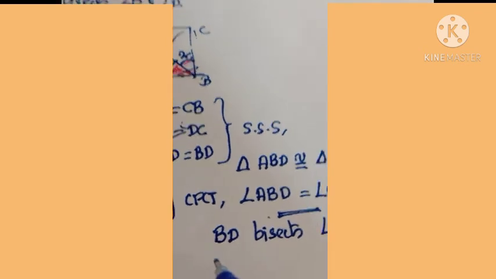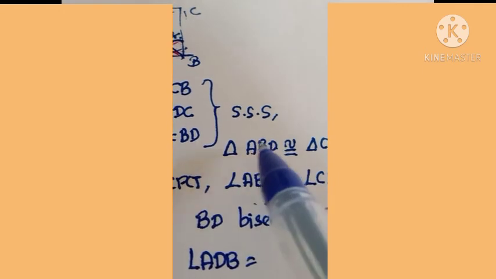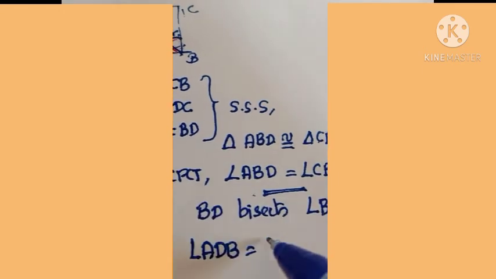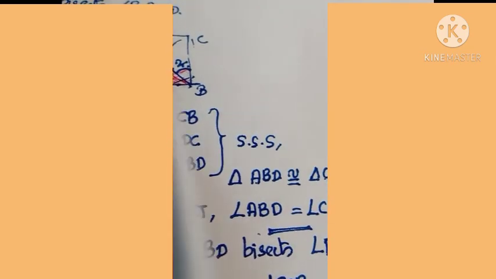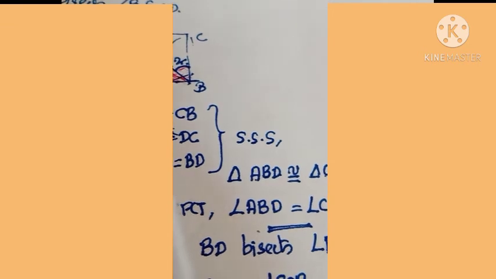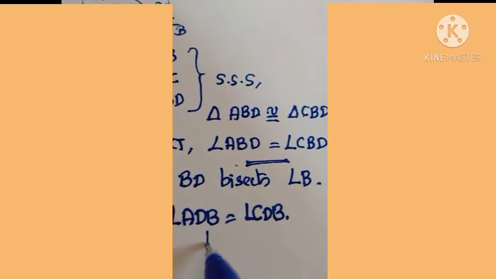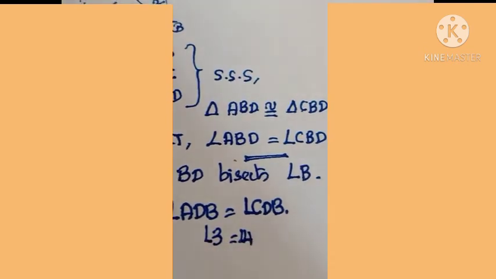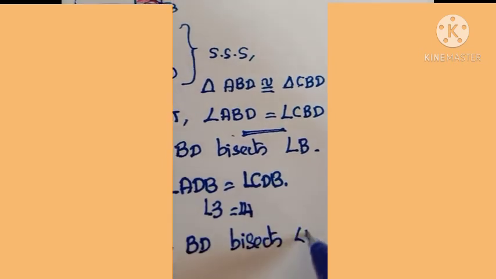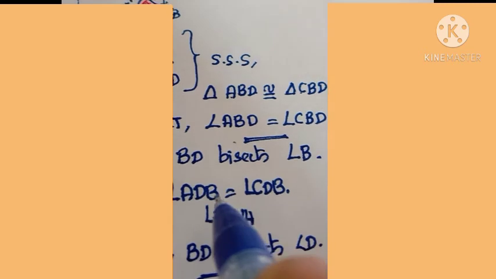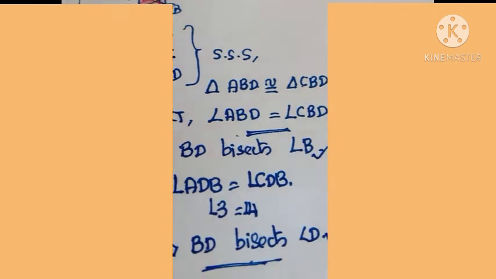Similarly, what is the angle corresponding to ADB? Here ADB, here CDB. So angle ADB equals angle CDB. Now look at here. ADB means this angle, CDB means this one. So these two angles are equal. That is angle 3 equal to angle 4. That is, the same diagonal BD bisects angle D. So this is our proof. BD diagonal bisects angle B as well as angle D.